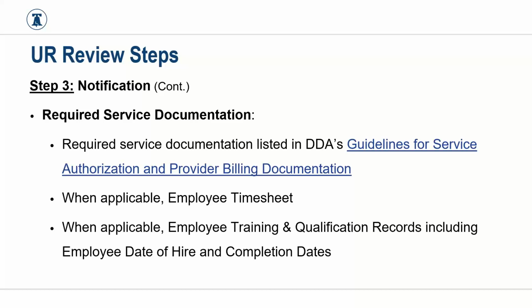And then also, when applicable, employee training qualification records, including the employee date of hire, because there are differences between new hires and those that have been with the agency over time. So there are obviously differences in training requirements for that, and then obviously the completion dates for those trainings. And again, all of this will be detailed in that checklist. So you can go to the next one.